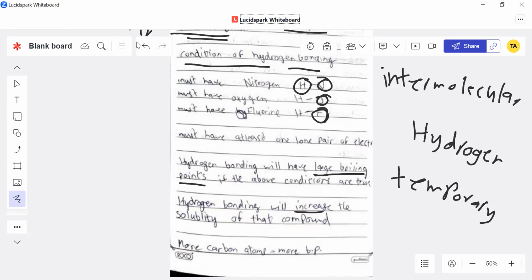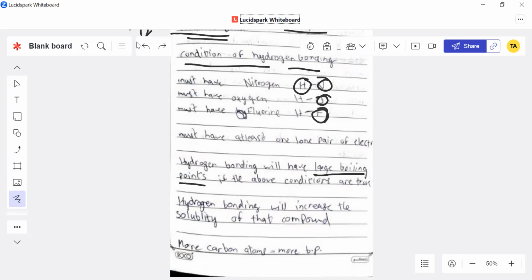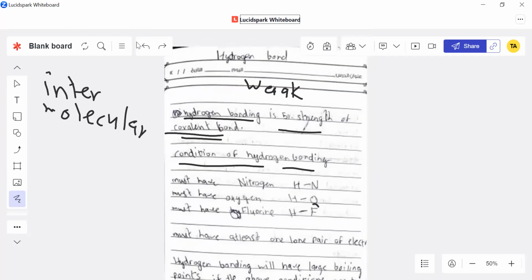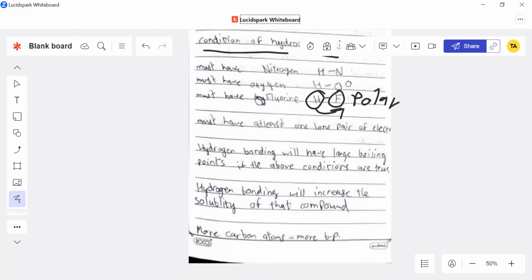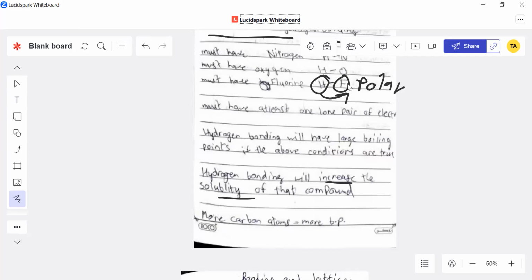So hydrogen bonding will increase the solubility of that compound. Why? Because when two elements form polar bonds, remember, in these three elements, there is a big electronegativity difference. You can see fluorine is the most electronegative. Fluorine will take the electrons, and they will form polar ions. And when you have hydrogen bonding, it will dissolve in water, because hydrogen will now form bonds with water, H2O. So another point, hydrogen bonding will increase the solubility in water of that compound.